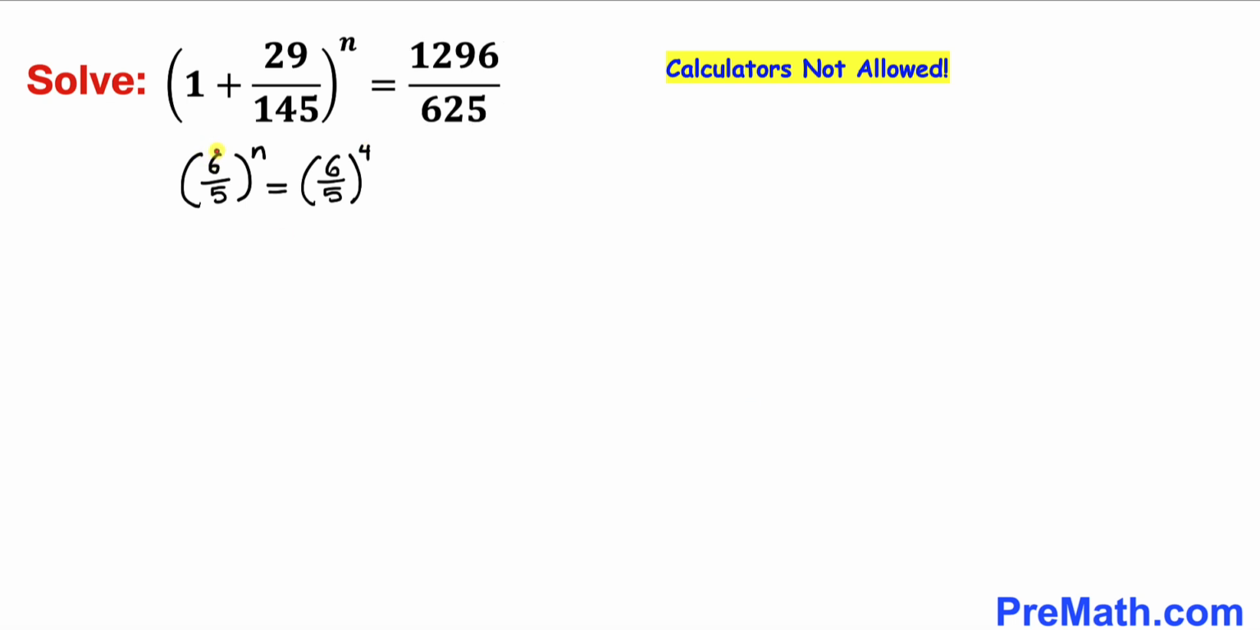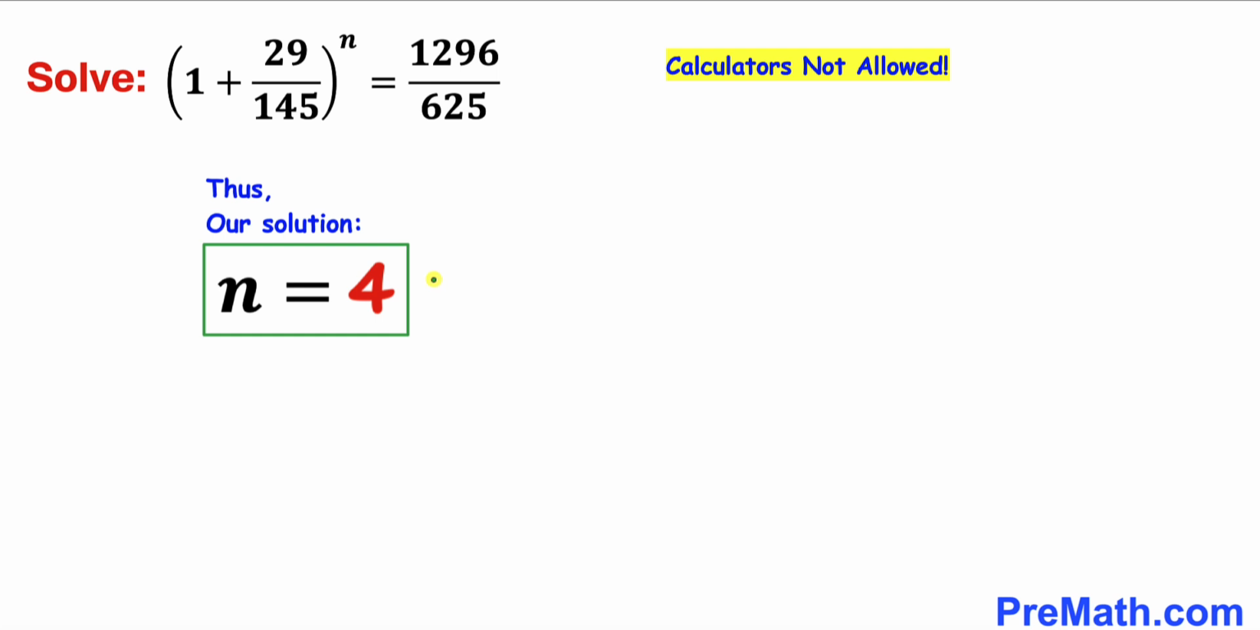And now we can see that our bases on both sides are same. So therefore we can equate our exponents as well. So therefore our n value turns out to be simply 4. So thus our solution n turns out to be 4.